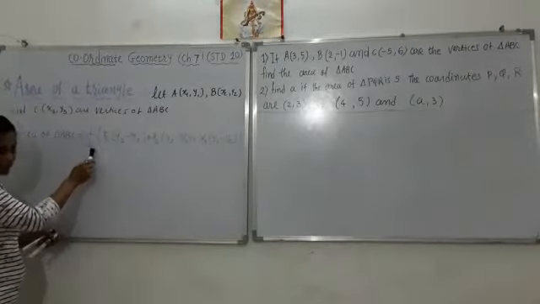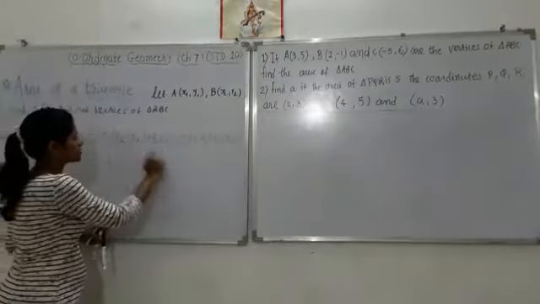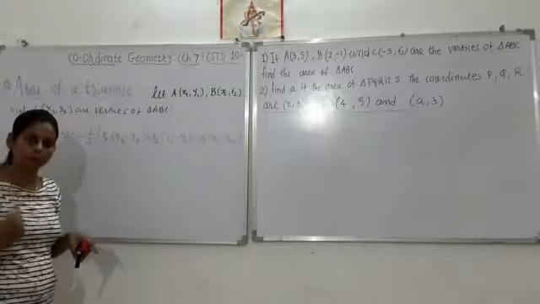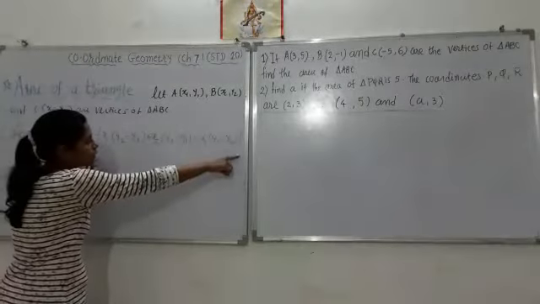Here you have to write half and modulo. Why do we write modulo? Because if this simplification is negative, then if you remove this modulo, the negative becomes positive. Why? Because area can never be negative. That's why we take modulo here.